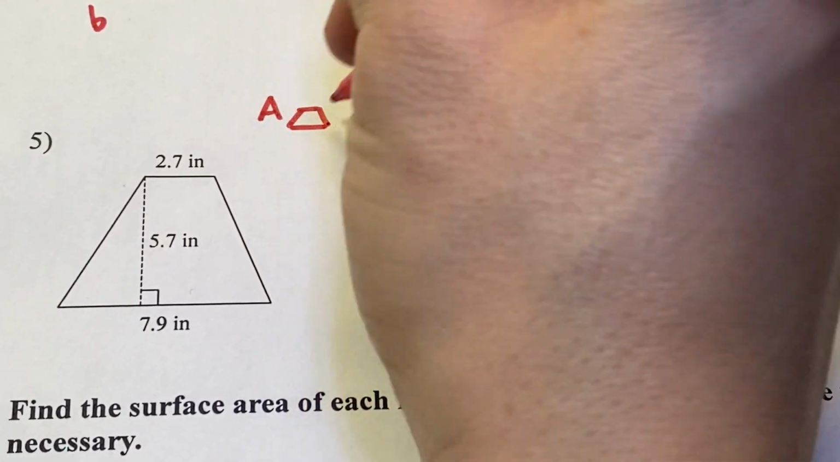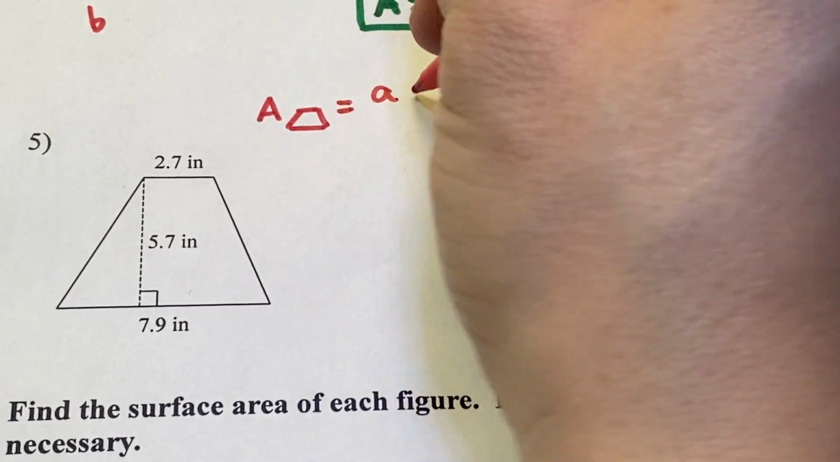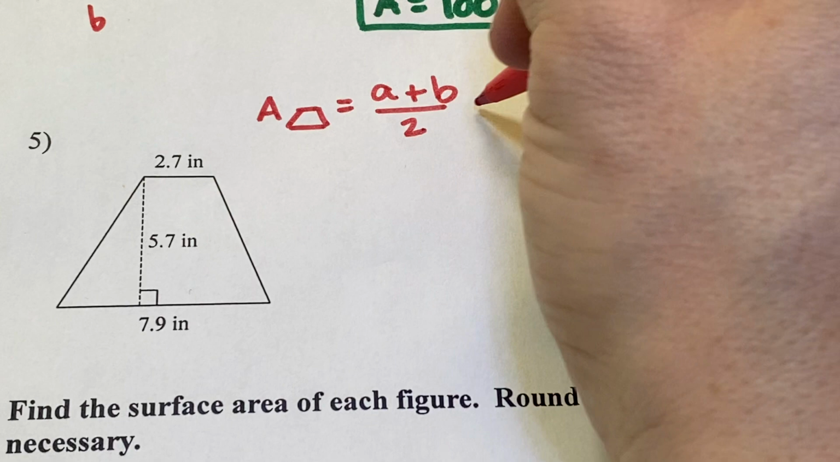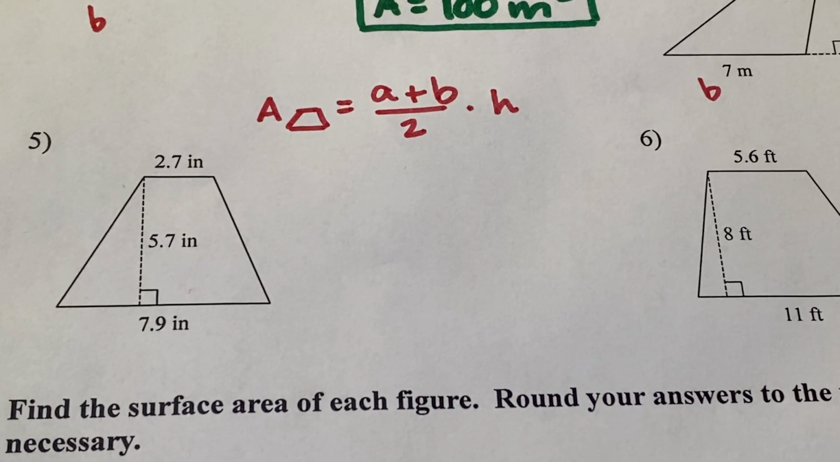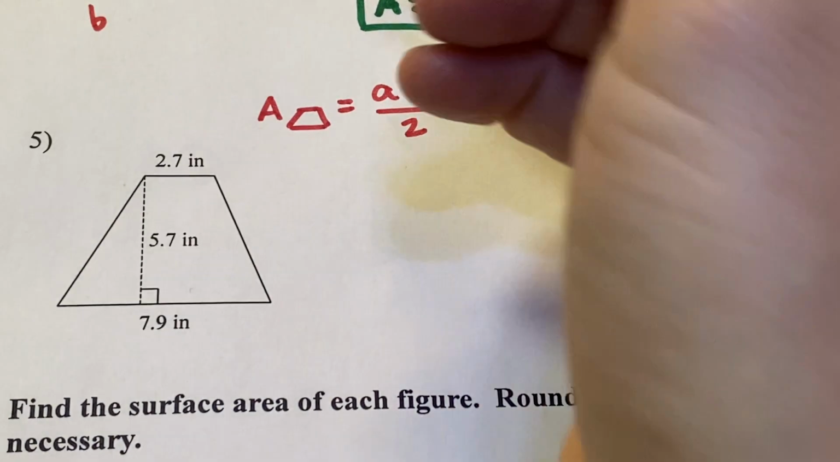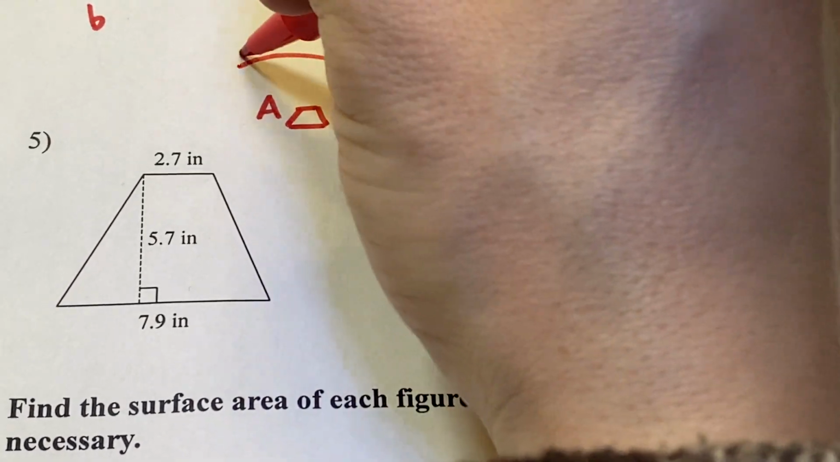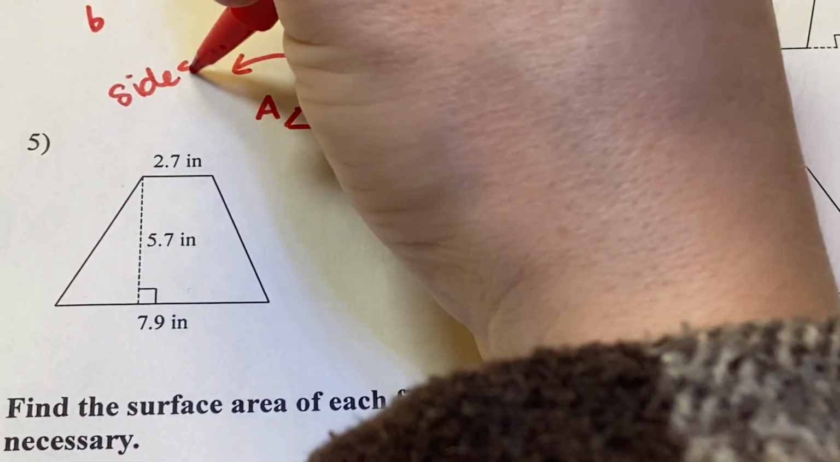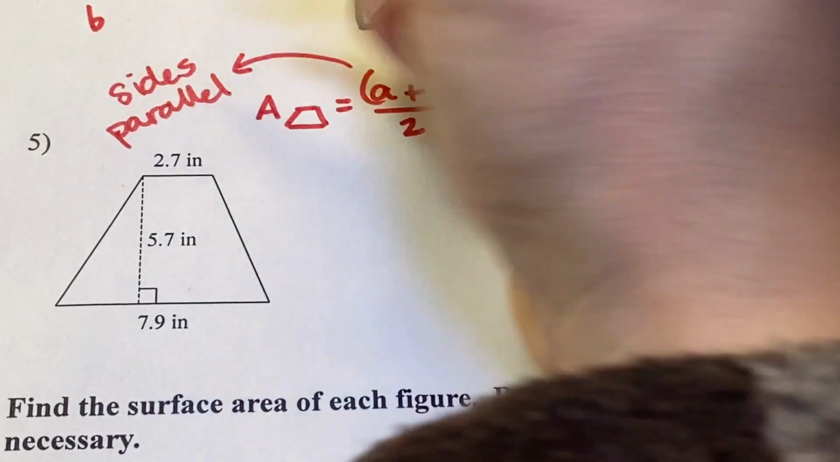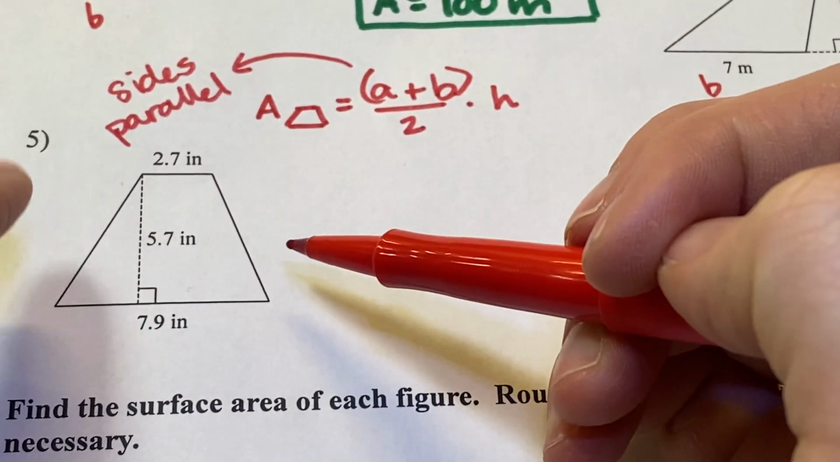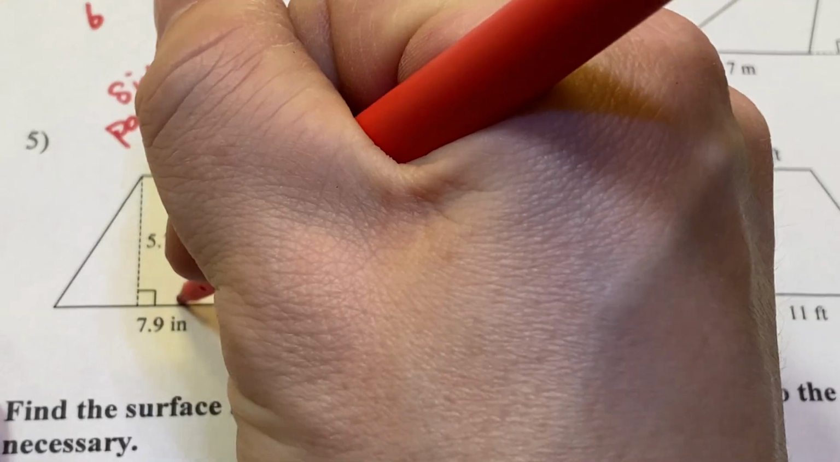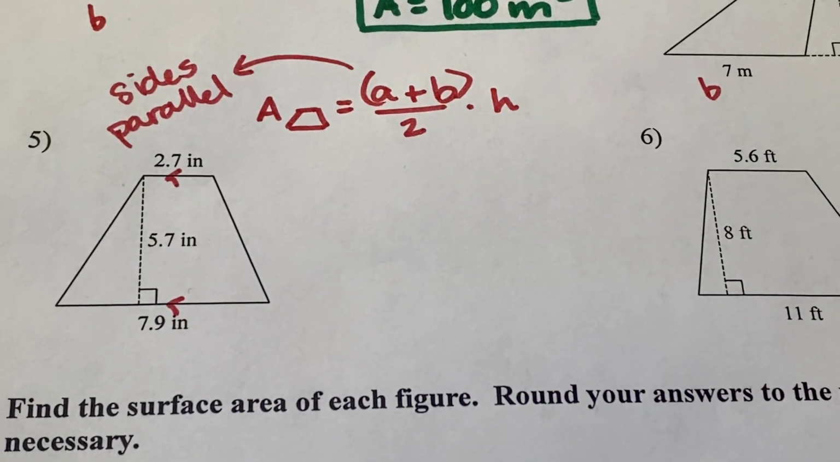Area of a trapezoid equals A plus B, all divided by 2, multiplied by your height. Okay, so here's where it's super important. A and B, we're referring to the sides that are parallel with each other. So that's going to be the top and the bottom. We're never referring to these slanty guys. Those guys are not parallel, correct? Parallel means that guy and that guy. Those little symbols mean parallel.